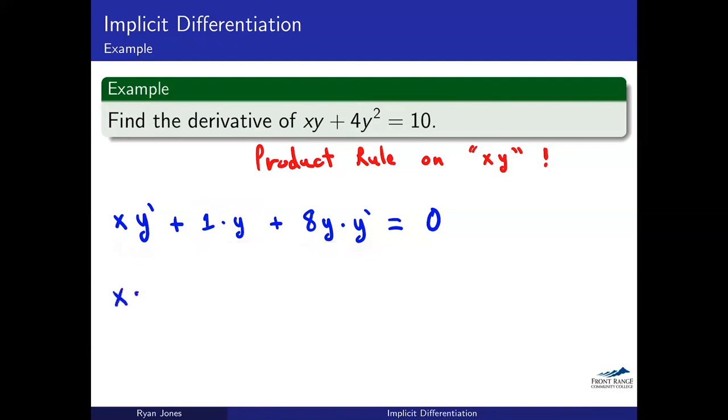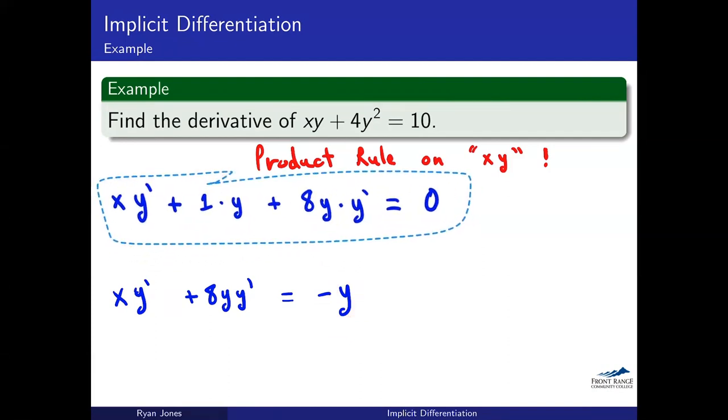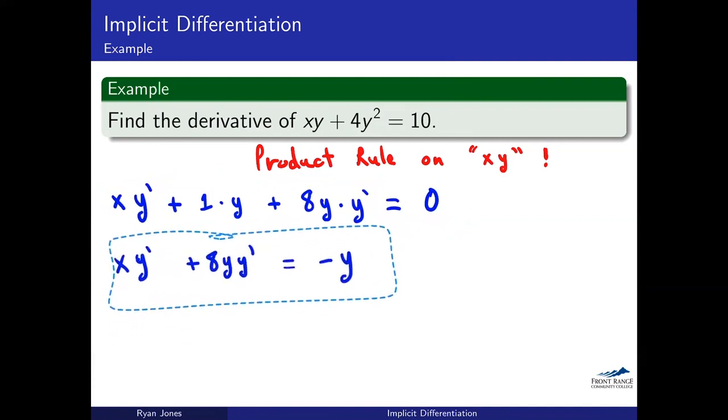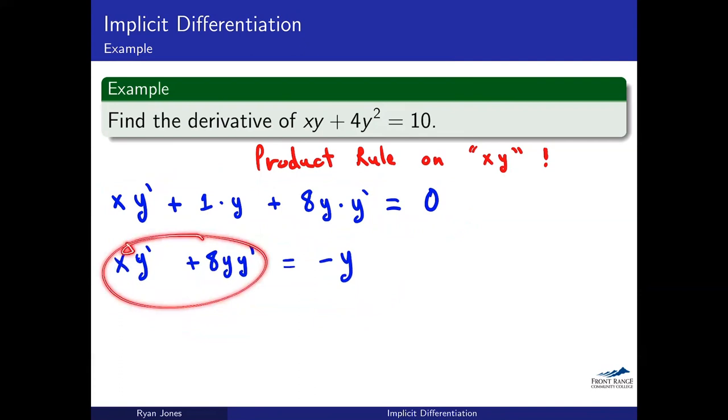So I'm going to have xy prime plus 8y y prime is equal to negative y. And you'll notice here 1 times y is just y. So I'm just simplifying that right there. That right there is the same as that. Negative, obviously, because I've subtracted it over to that side. So we've got all that. That's good. Now, what you'll notice here is I have only terms with a y prime on this side. So let's factor out a y prime.